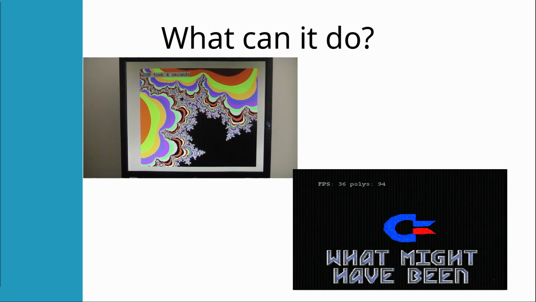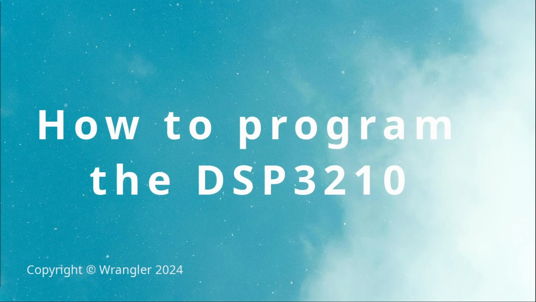So all in all, the DSP chip is a very capable addition to an Amiga, but I have been asked the question a number of times, how do I program the DSP3210 if I want to create my own programs? In this video I'm going to explain how. I'm going to walk you through what exactly you've got to do to program that chip up.